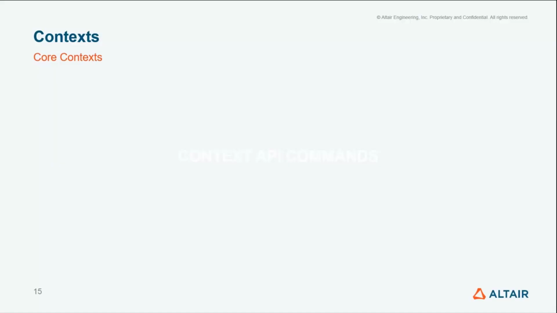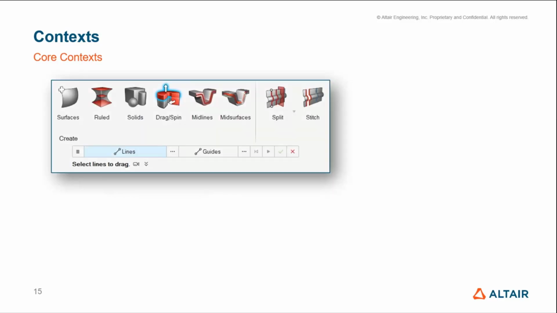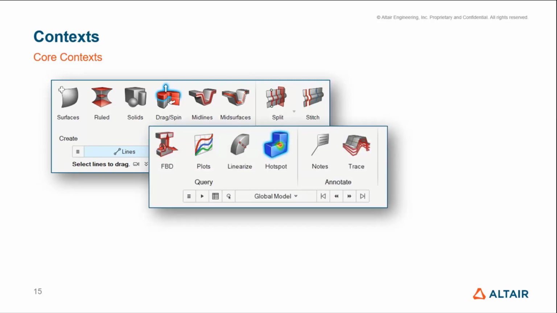Okay. Before we go into the details, let's introduce contexts. Well, contexts are really the universe that you step into when you click on an action on a ribbon, whether it's a ribbon in HyperMesh. Here we've got an example of a drag context, or dragging lines or surfaces. We've got as an example a hotspot context in HyperView.